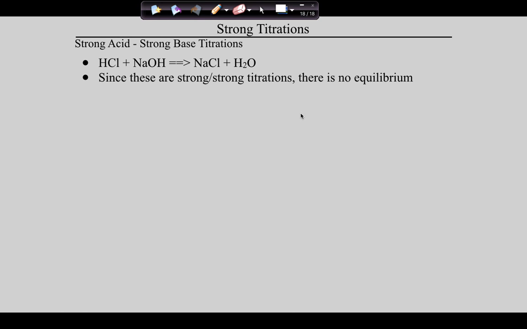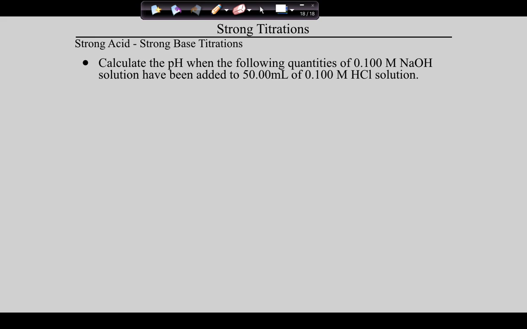So guys, these are, don't write this down, strong titrations, no equilibrium. Therefore, guys, these calculations are going to be done in moles, right? So we're going to do some of these calculations. And so it goes like this. Guys, if you want to write this down with me, you can. But we're going to do the math. It says this: calculate the pH when the following quantities of 0.1 molar sodium hydroxide have been added to 50 milliliters of 0.1 molar hydrochloric acid.